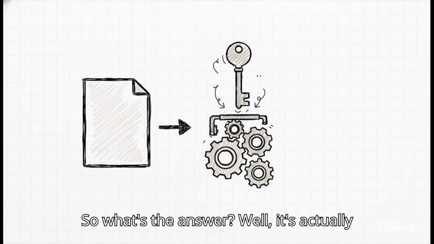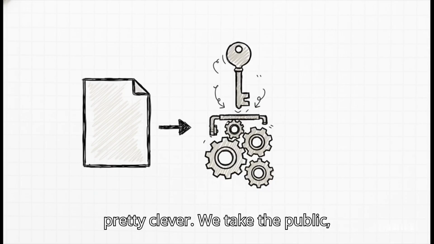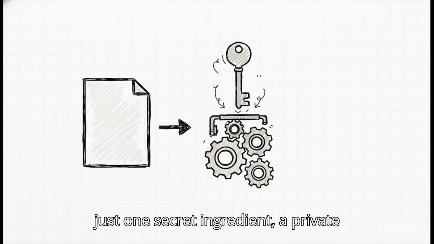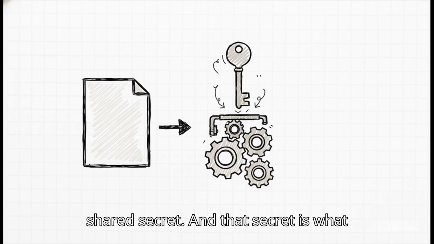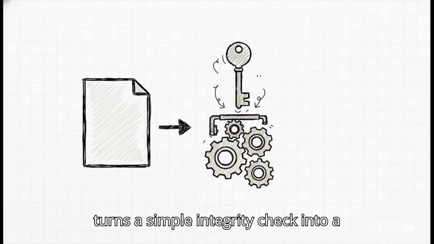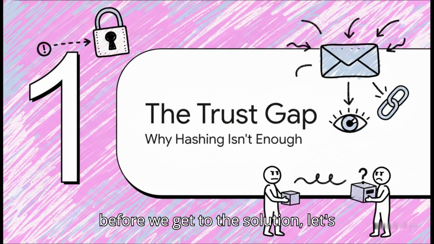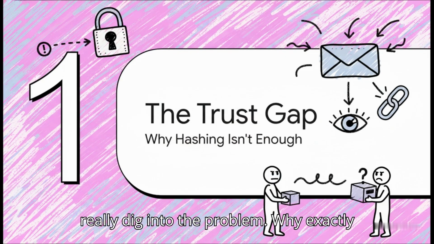So, what's the answer? Well, it's actually pretty clever. We take the public, everyday process of hashing, and we add just one secret ingredient, a private, shared secret. And that secret is what turns a simple integrity check into a powerful authentication tool. Okay, so before we get to the solution, let's really dig into the problem.